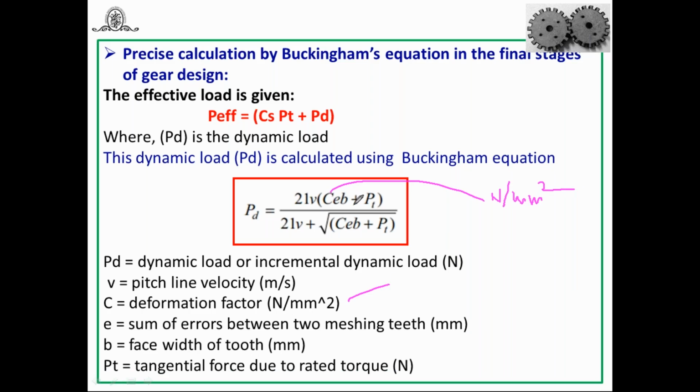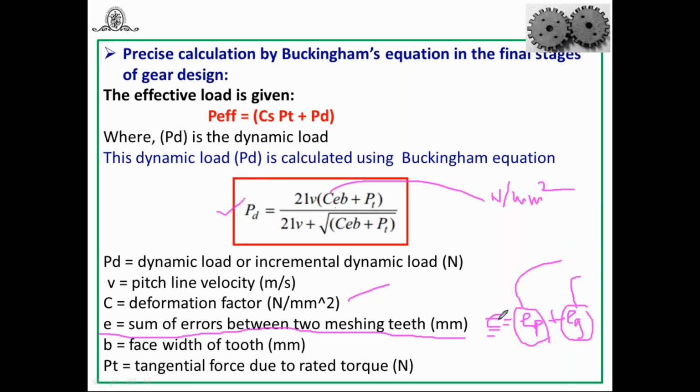Then what is small e? e is the sum of the errors between two meshing teeth. Sum of the errors means e is equal to, I am writing, EP plus EG. What is EP? Error on pinion and error on gear. And again this error is defined in microns. So what you have to do is find the error in microns, then convert it into meter or mm as per our relation.